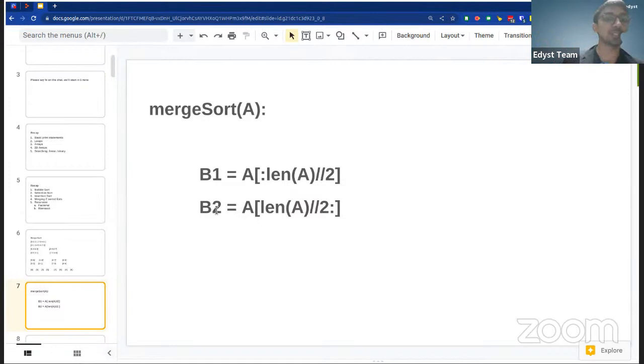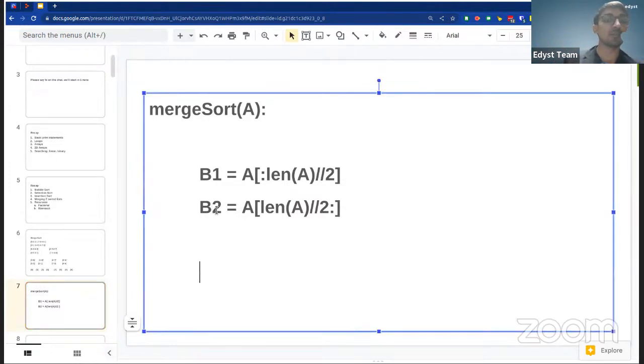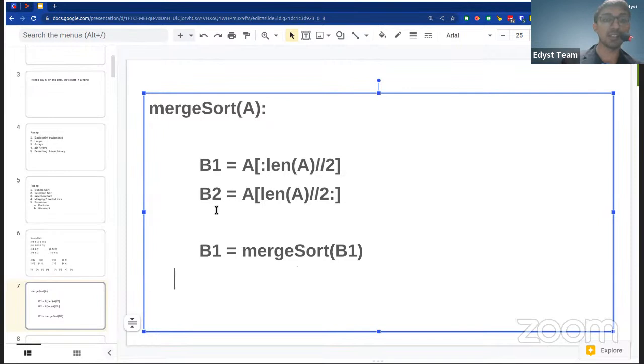So what I'm going to do is, I'm going to say repeat. Now for B1 and B2 both, repeat the process. To repeat the process, I'm going to use recursion. Now this is what recursion is going to look like. I'll say B1 is equal to merge sort B1, meaning you sort B1 itself. Then you say B2 is equal to merge sort B2. Go ahead and sort B2.